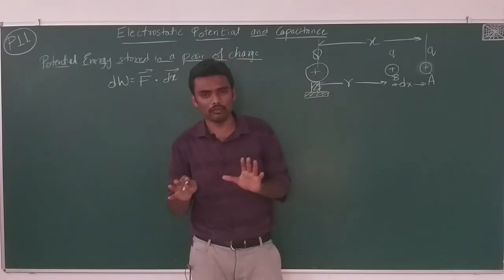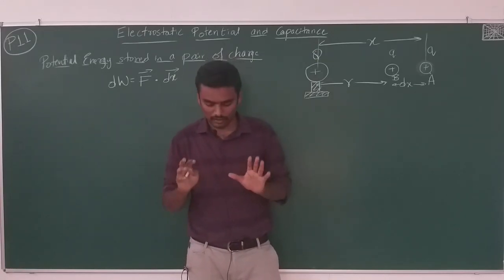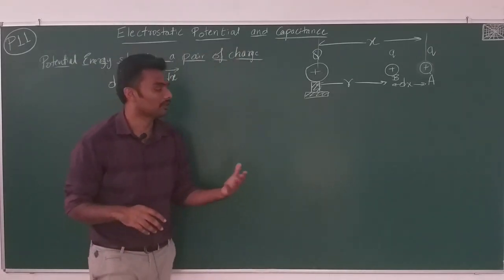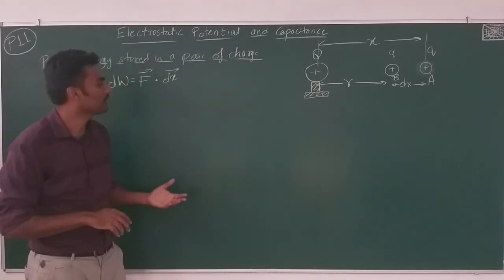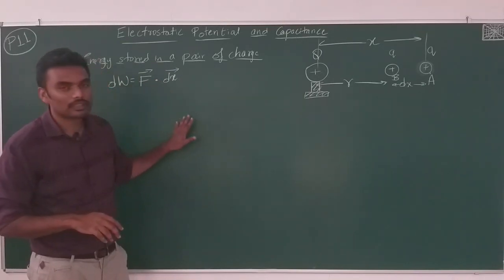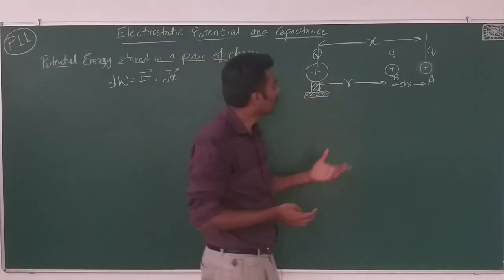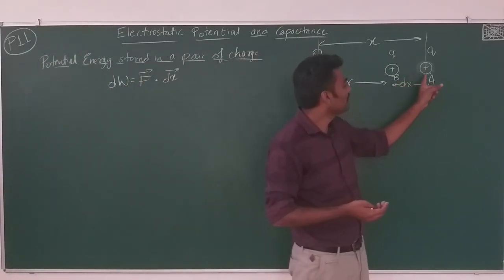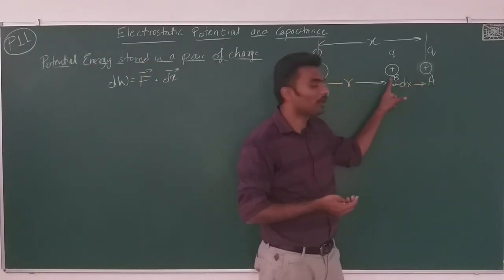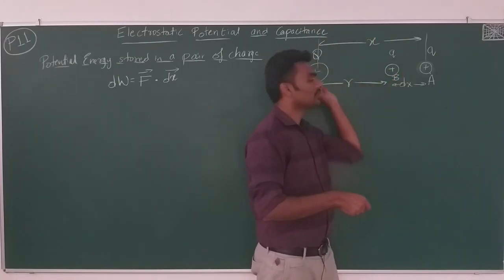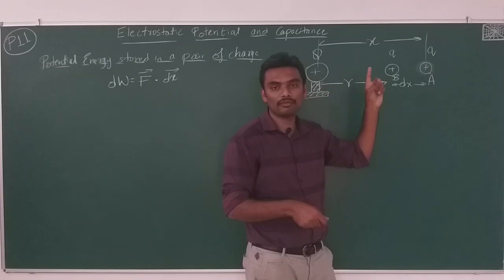Why are we going for work basically? I hope you are good with this concept. We have actually discussed this previously. We are going for the work done formula because the amount of work we do in order to bring this charge from infinity to this point is itself the potential energy stored in the system. Following?